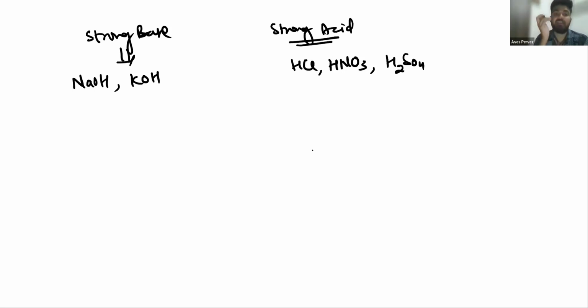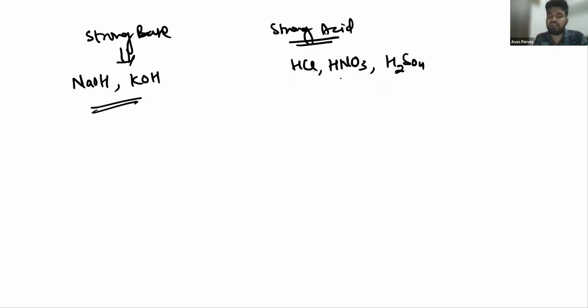So if a strong base and a strong acid react, they will form a neutral salt. And if a strong base is reacting with an acid which is not present here, it will be a basic salt.